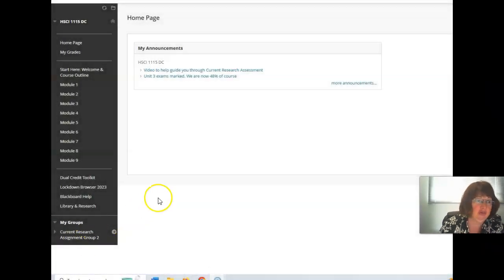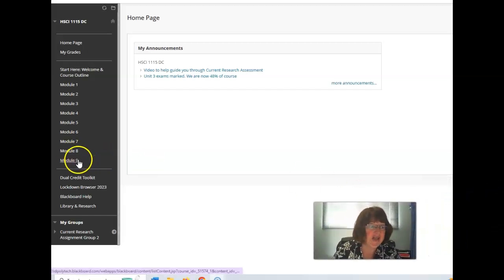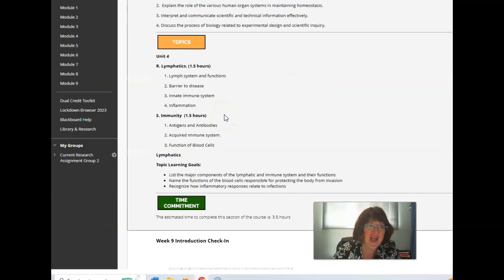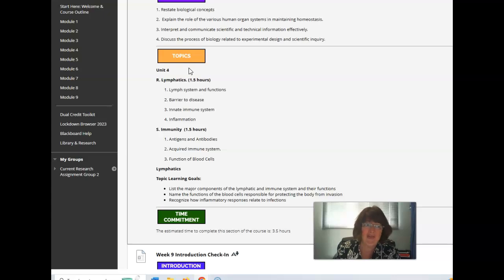Module 9, we're still in Unit 4, but Unit 4 will end this week, and you'll have an exam at the end of it. So let's walk you through what's in Module 9. We are still in Unit 4, and we're going to look at two different topics, the lymphatic system, which I think is the unloved system. You really don't even realize you have lymph nodes unless something goes wrong.